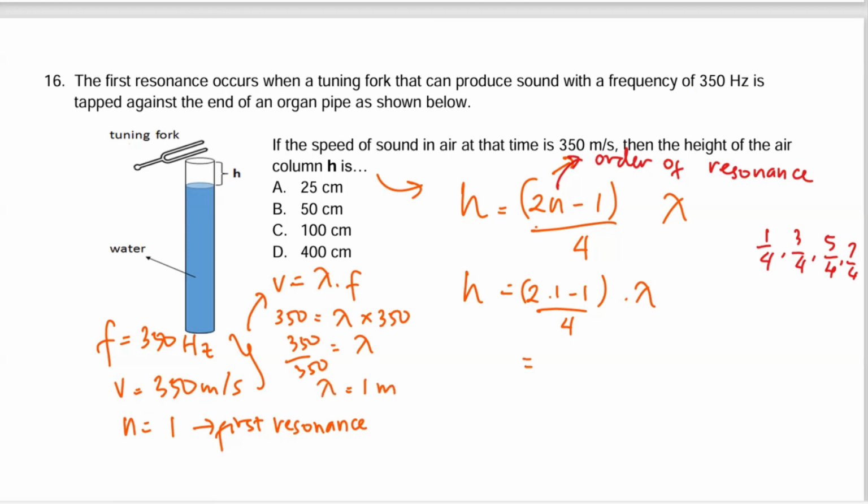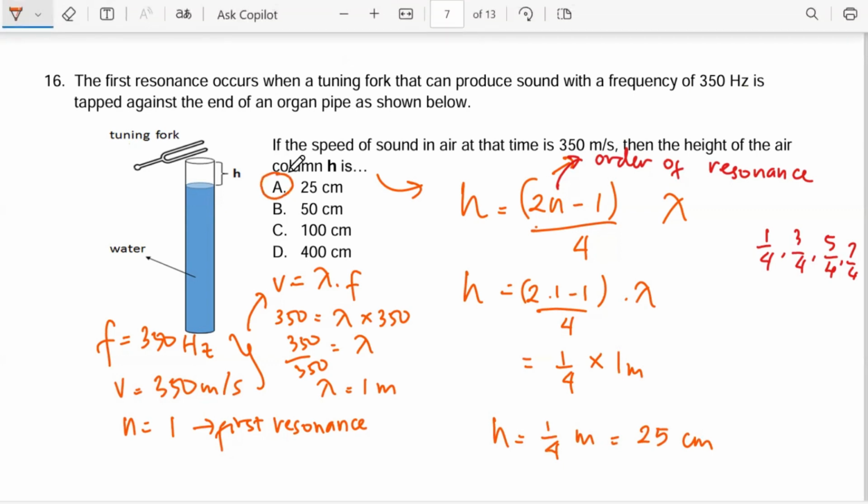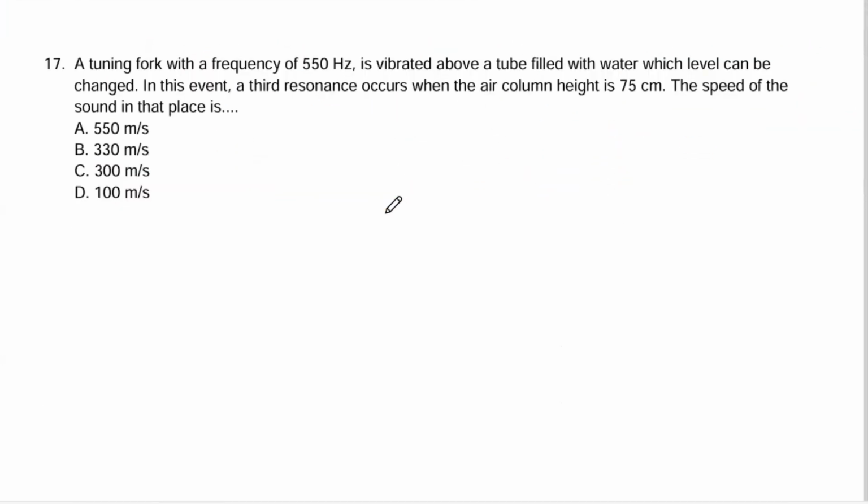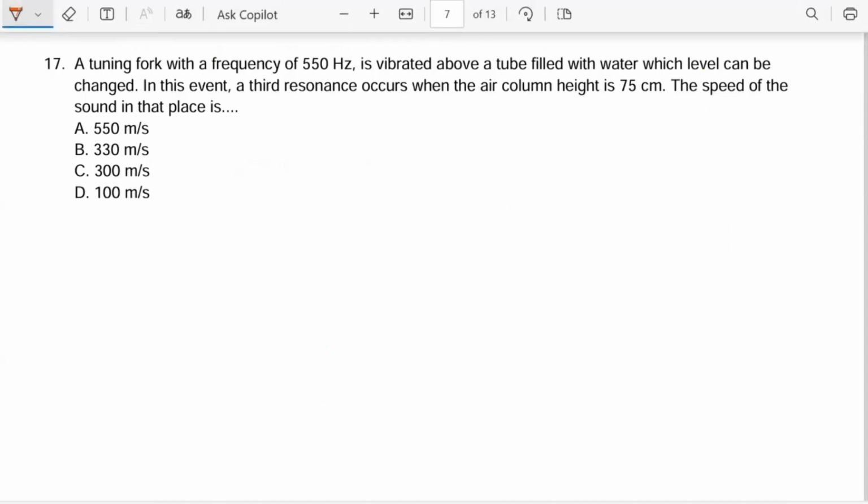So we just count it here. 2 times 1 is 2, minus 1 is 1, 1 over 4 times 1 meter. So h is actually 1/4 meter, or in centimeter, 25 centimeter, because from meter to cm we multiply by 100. So the answer is A, 25 centimeters. That's question number 16.